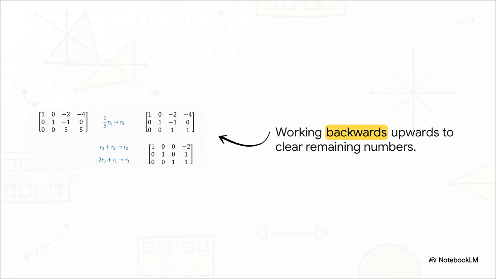So for a highly satisfying final sweep, we actually work in reverse. We use our leading 1s to clear the numbers upwards. We use row 3 to zero out the numbers above it in column 3. Then we use row 2 to zero out the number above it in column 2. And this leaves us with nothing but a perfect diagonal line of 1s and 0s everywhere else on the left side. This ultimate, completely clean state is known as reduced row echelon form.